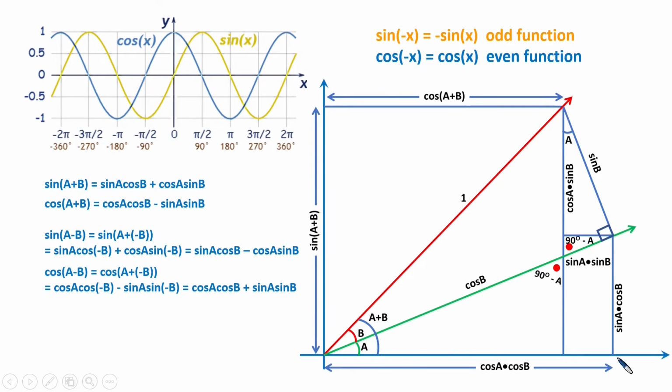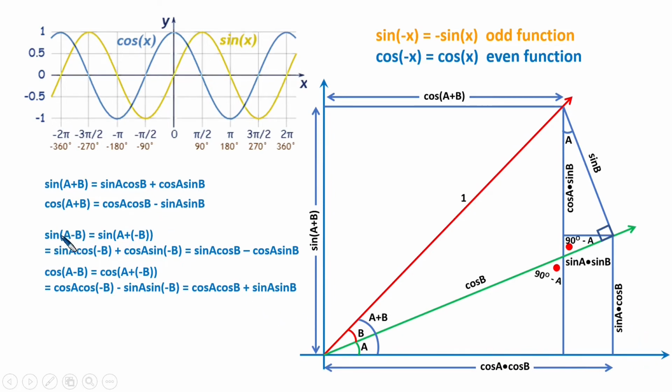From here to here is cos a times cos b. How did we get this cos a times cos b? This is angle a, so the adjacent side is cos a times the hypotenuse cos b. So this whole distance is cos a times cos b, because I am taking it from this point. Now, to get cos of a plus b, I have to subtract this much. So cos a cos b minus sin a sin b, which I have written here.